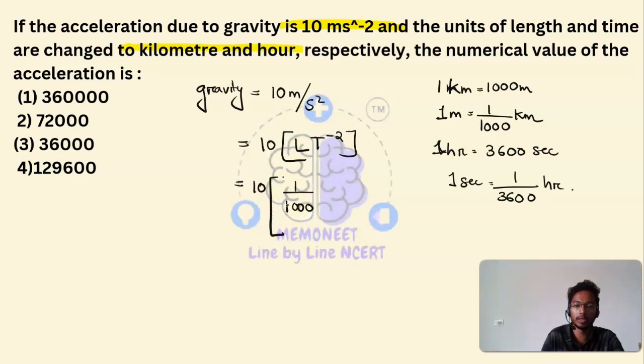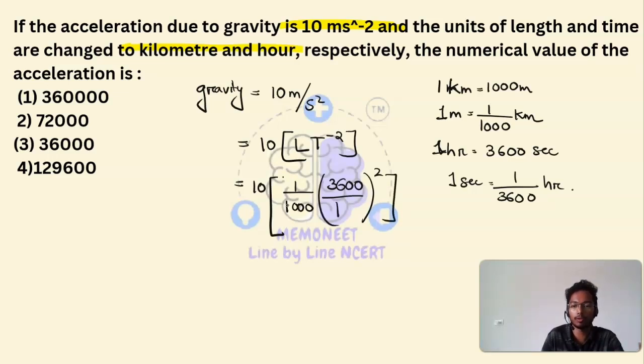So in place of length, we will write 1 upon 1000 kilometer. This is represented in kilometer, and T to the power minus 2 means the time is in the denominator, and we are representing the time in hour. So it will be 1 upon 3600 hour, and the power of time here is square.